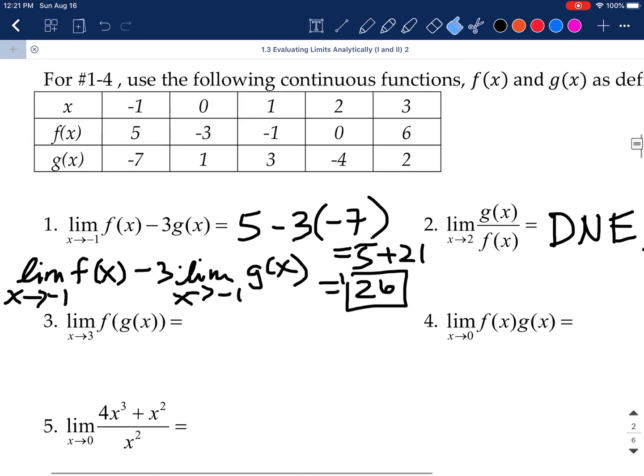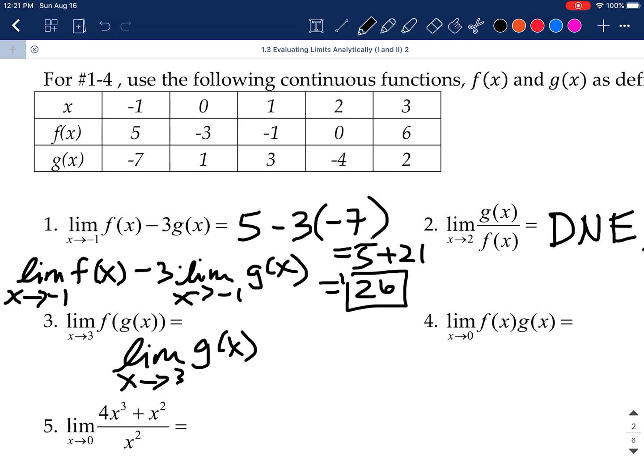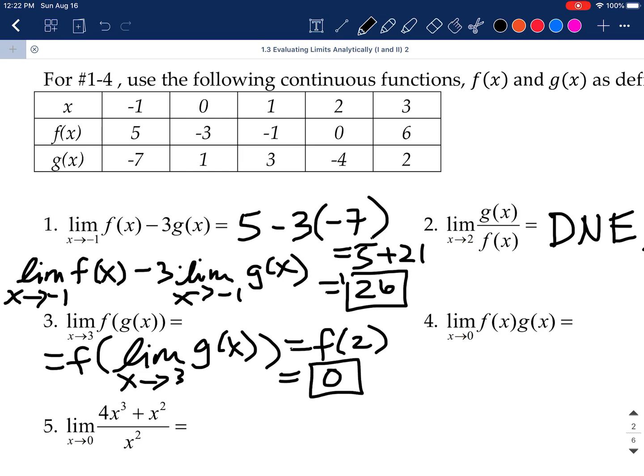So now we've got a composition of functions. So we've got the limit as x approaches 3 of f of g of x. We could write this again as the limit as x approaches 3 of g of x, and then put f of on the outside using that composition property. So as we approach 3, we're going to get 2 for g of x. So that's going to equal f of 2, and f of 2 is simply 0.